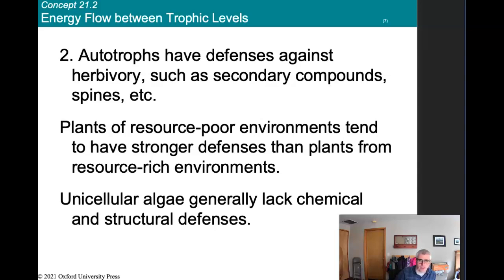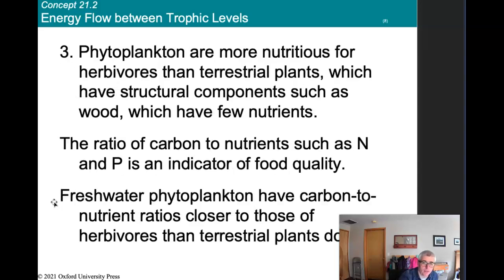Unicellular algae generally lack chemical defenses, meaning phytoplankton generally lack chemical and structural defenses. There are examples of phytoplankton that produce toxins. The question of how that impacts their likelihood of being consumed is probably variable, and it's a minority of phytoplankton that do that. Phytoplankton are more nutritious for herbivores than terrestrial plants, which have structural compounds in them, wood, cellulose, things like this.